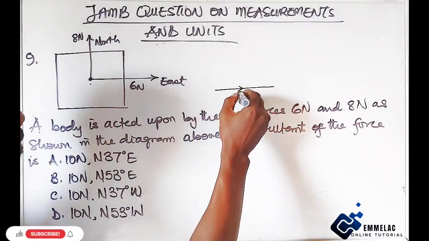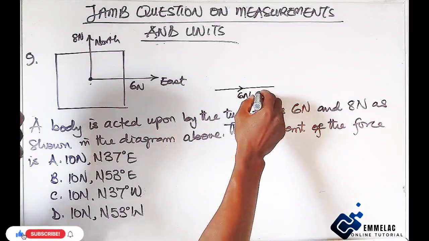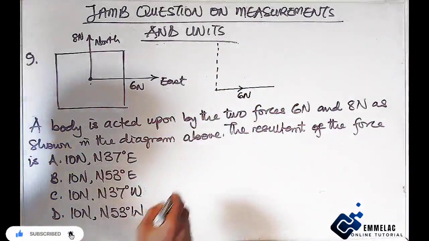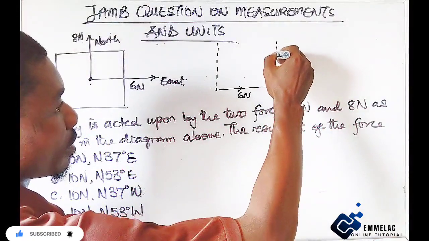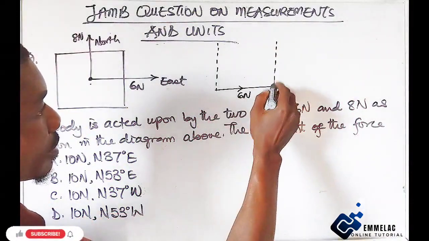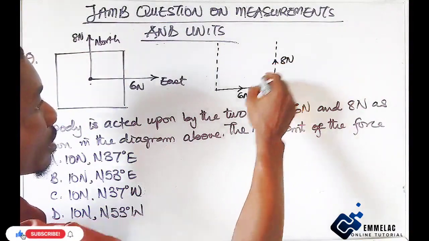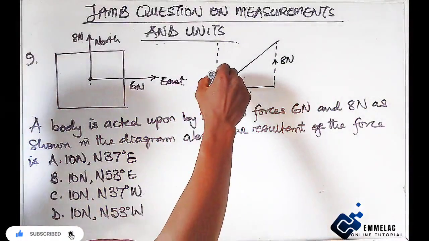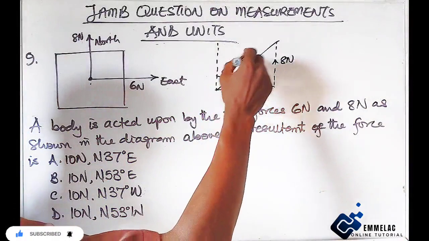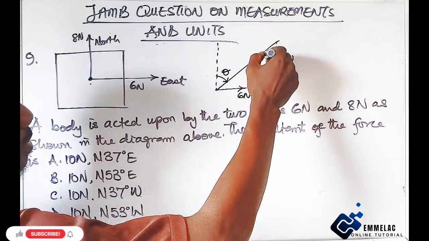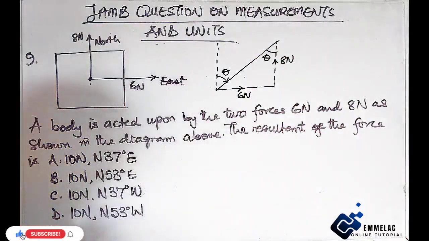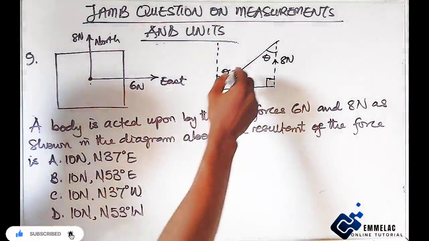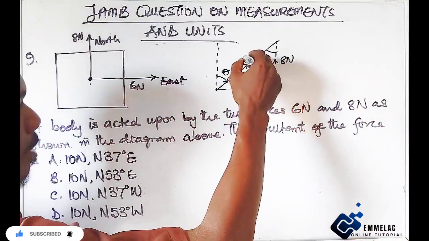Now here you have 6 Newton moving in this direction. Now take note, initially this is it. So for the direction to be accurate, here you have this and going, this is 8 Newton. Then our resultant from here up there forms an angle to the north, theta, which is alternate to the angle inside the triangle. Take note, this is a right angle triangle. And here is our resultant, R.